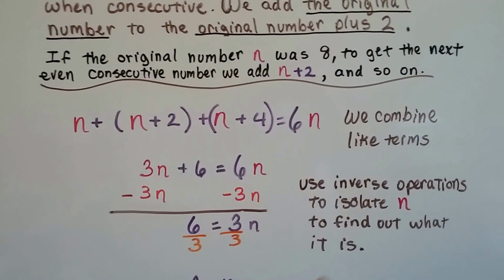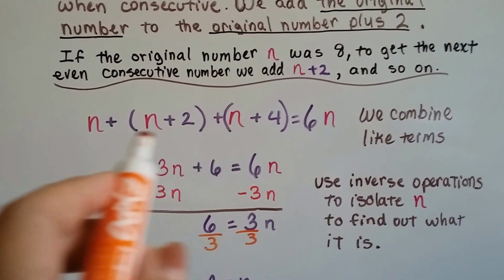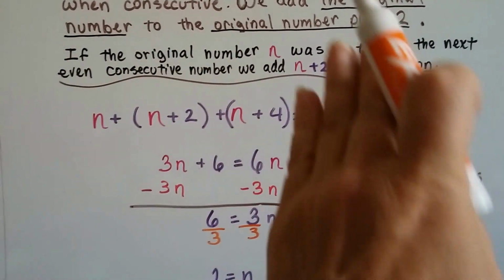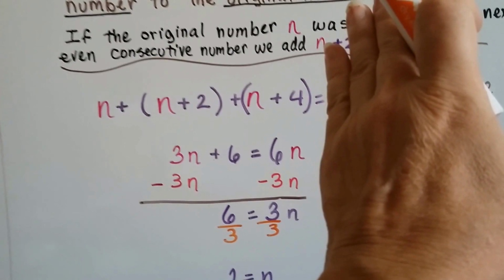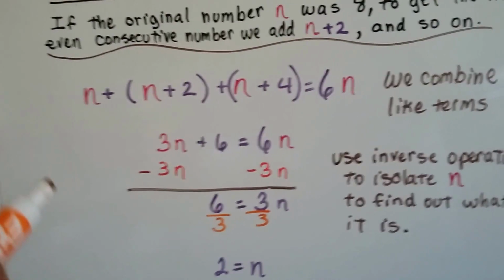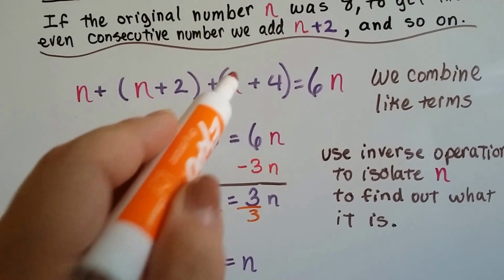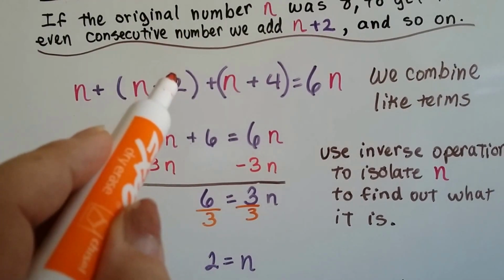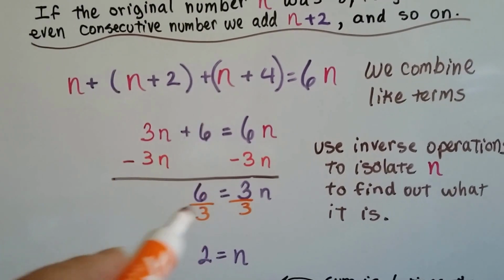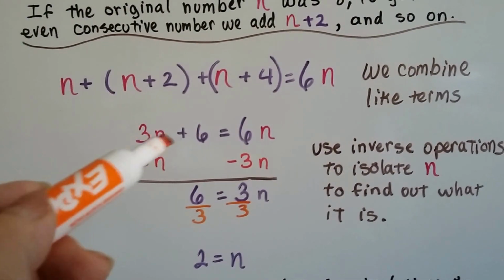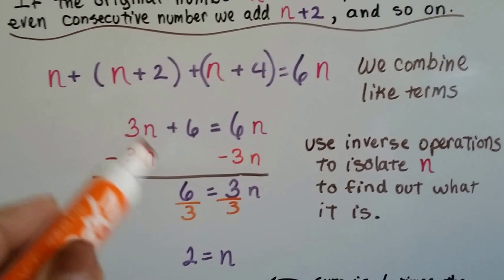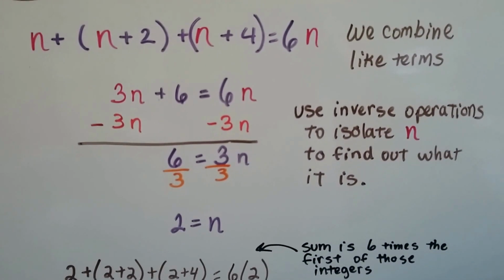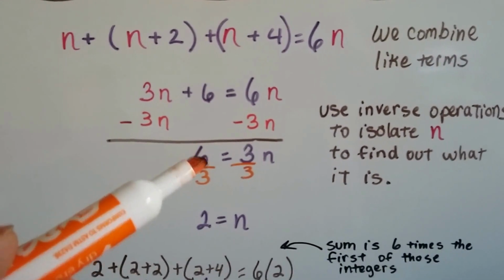We combine the like terms. How many n's are on this side of the equal sign? We ignore the 6n for now. We combine like terms on each side of the equal sign to each other. There's 1, 2, 3 n's, 3n, and a 2 plus a 4 is a 6. So our equation says 3n plus 6 equals 6n. Now we can do our inverse operations to isolate n to find out what it is.